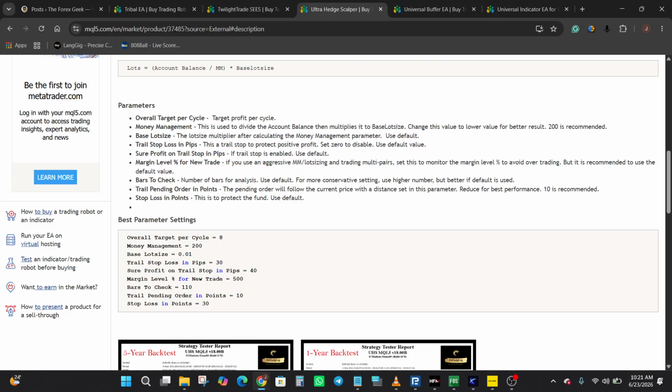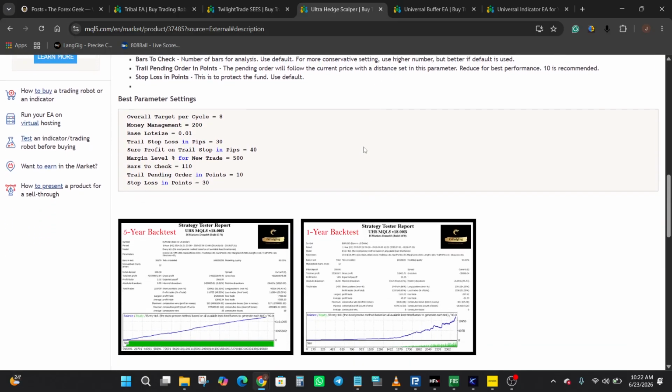The money management section is a major part of the system. The developer provides a formula that calculates lot size using account balance, the money management value, and a base lot size multiplier. Users can adjust these values depending on their preferred level of exposure. Additional controls include profit targets per cycle, margin level monitoring for new trades, bar analysis settings, trailing pending order functionality, and stop loss controls. The developer also provides a set of recommended parameter values, which can serve as a starting point when evaluating the EA.